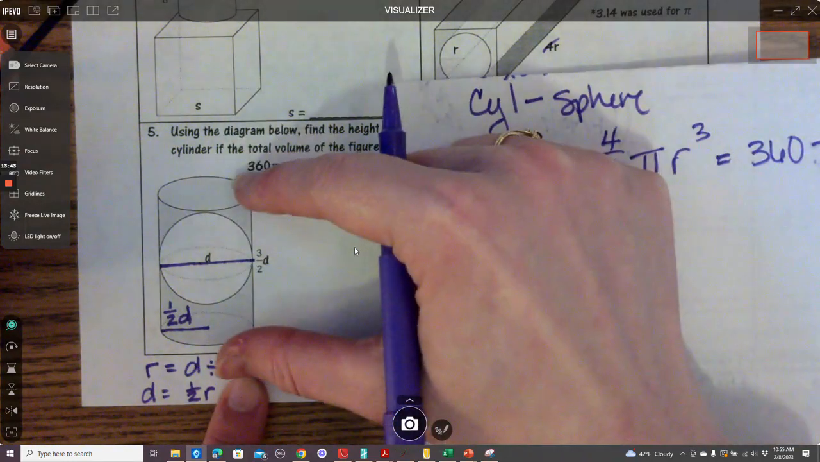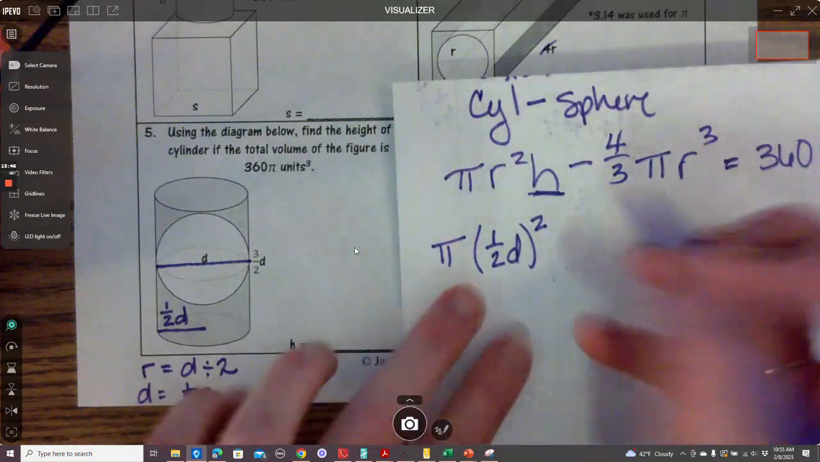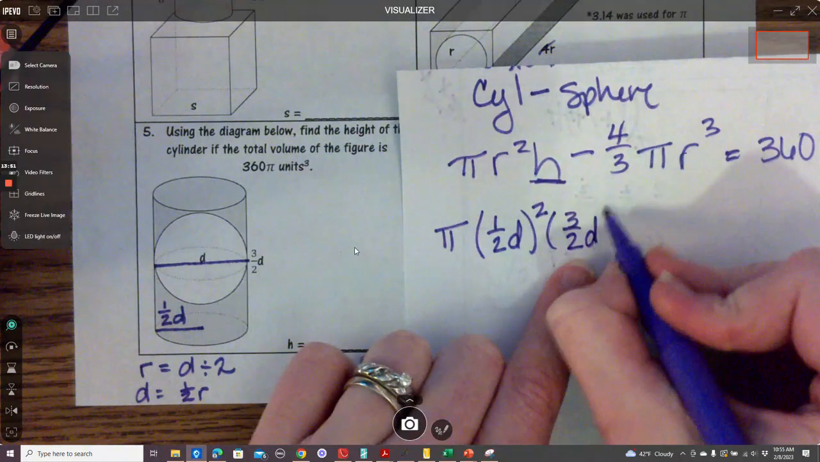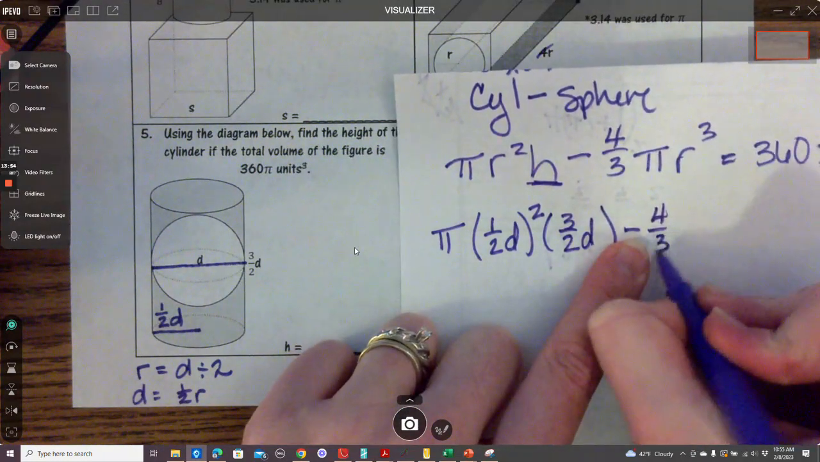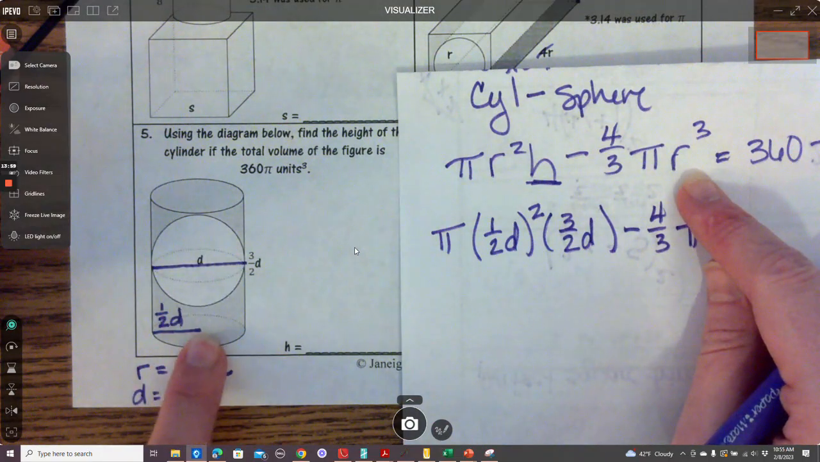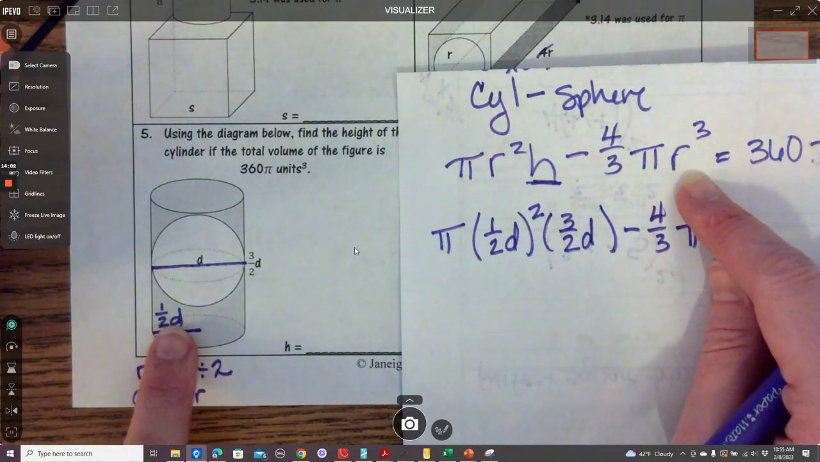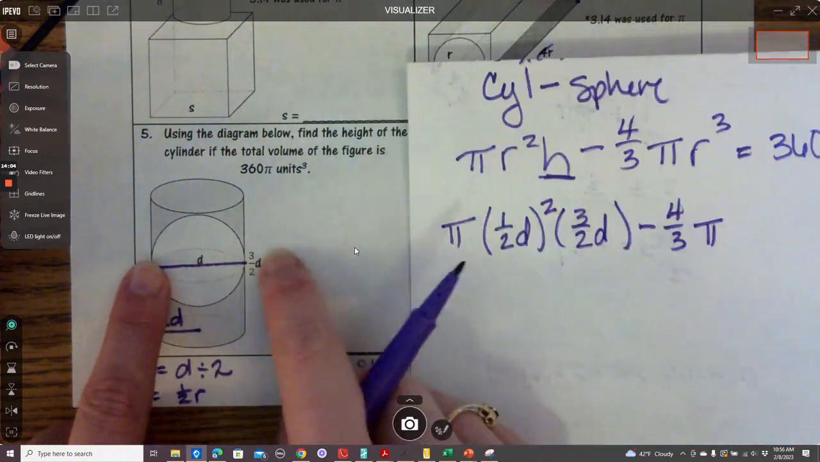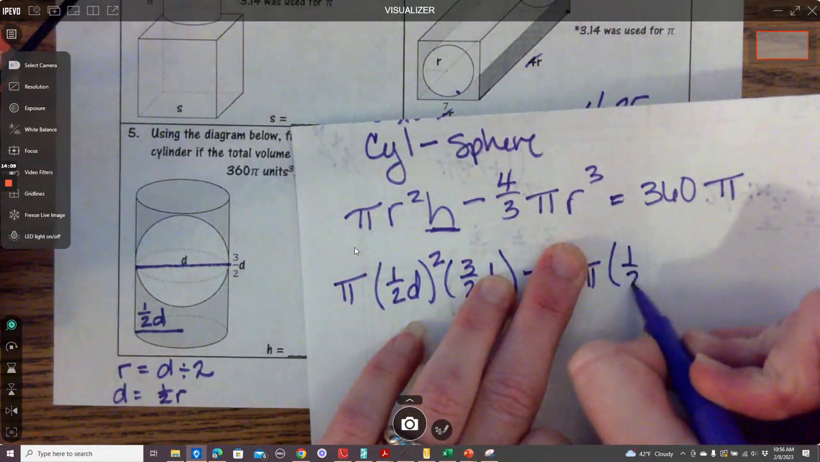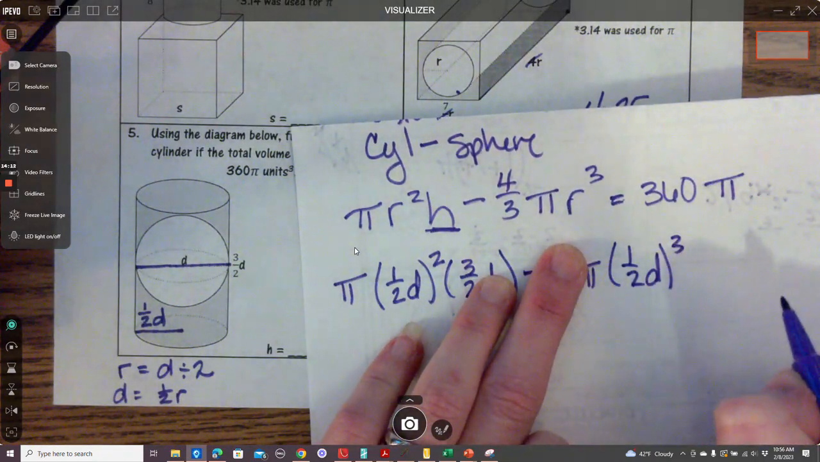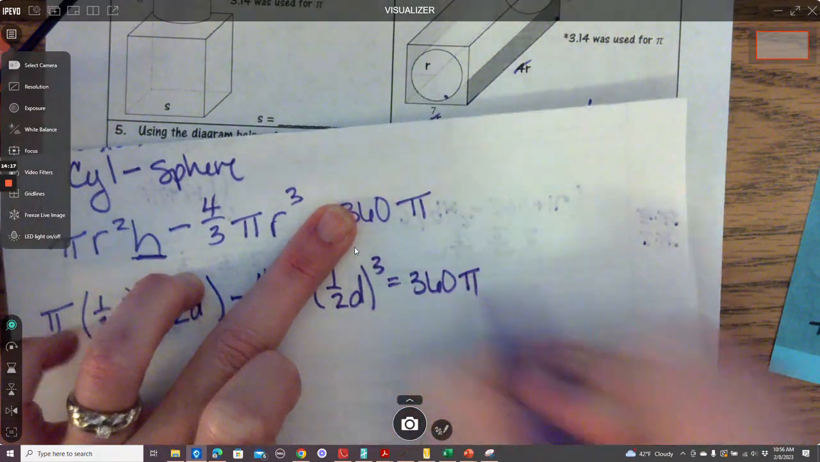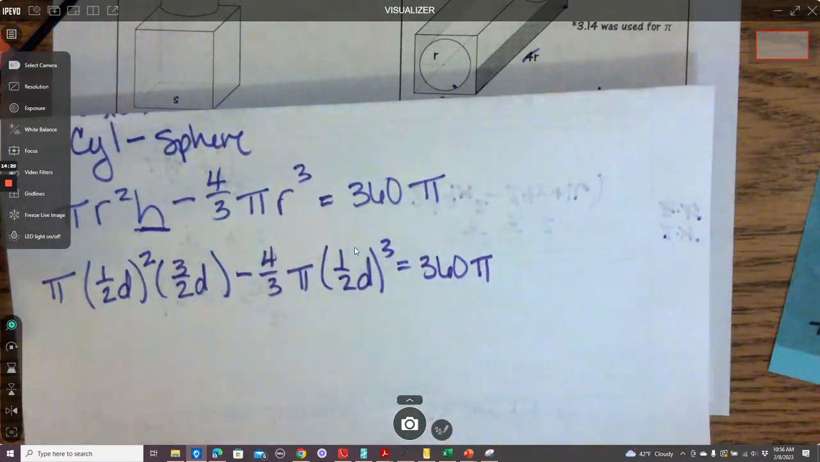All right, the height here from circle to circle is 3/2 d. 3 over 2 d minus 4/3 pi. And the radius is the same. The radius of the sphere and the cylinder are the same. So this is the radius. Again, diameter is all the way across. Radius is halfway across. Cubed. And that equals 360 pi. Okay. Calculator time.